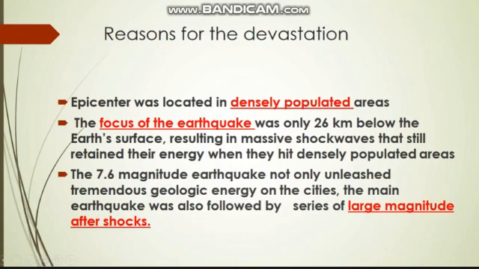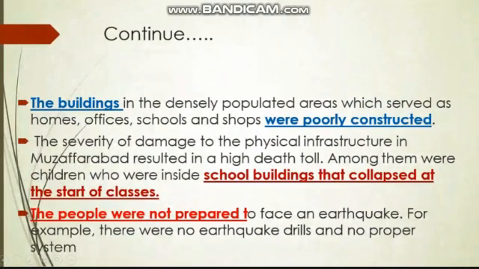The main earthquake was also followed by a series of large magnitude aftershocks. Aftershocks were witnessed by the common people even after 1 week. The buildings were poorly constructed. They were not earthquake resistant buildings. The severity of the damage to the physical infrastructure in Muzaffarabad, obviously, when the infrastructure was not good enough, it was not resistant. What happens? The schools and buildings collapsed.